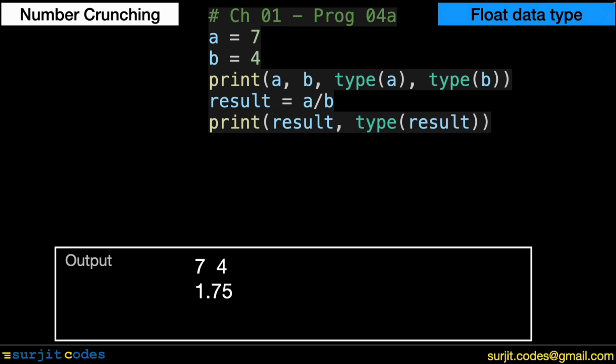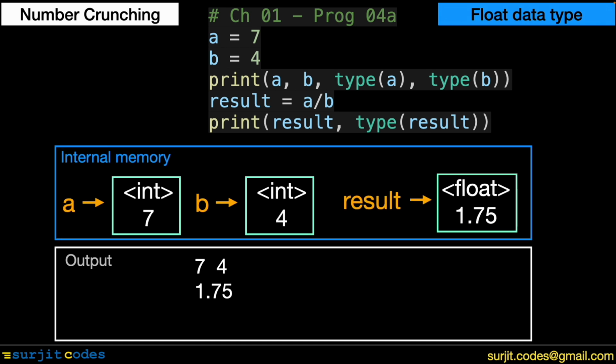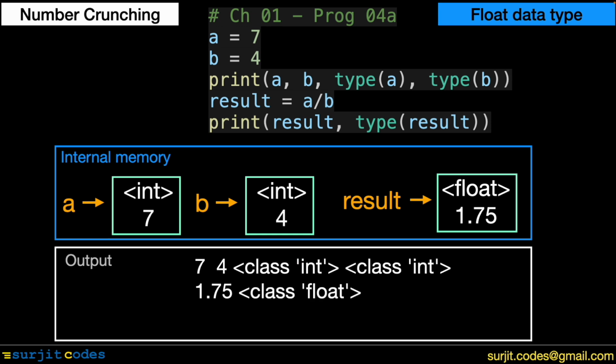In Python, we can know about the data types of the variables present in its memory. For this, we extend the program statements as shown. If we now run the program, we get this as the output. Whereas A and B are of integer type, result is of float type.